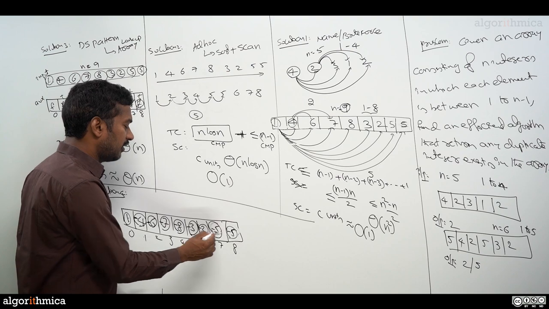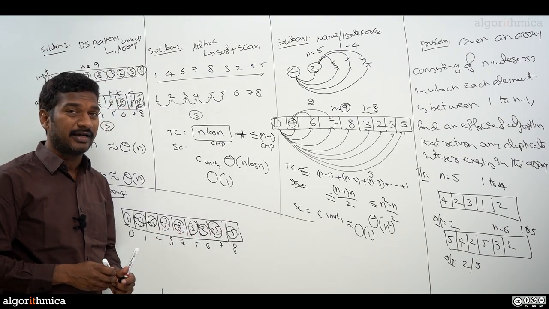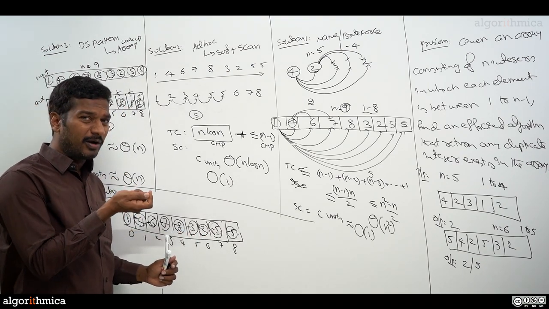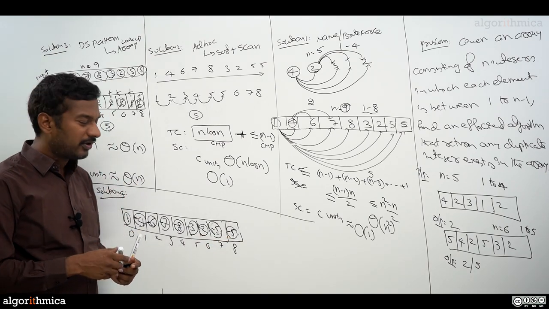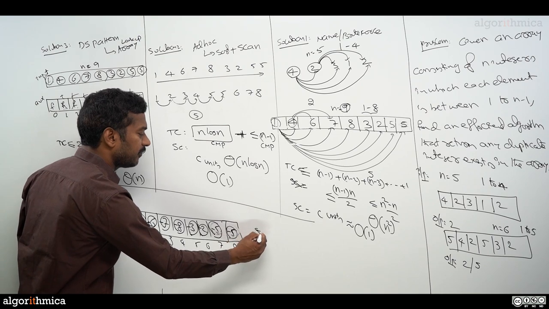Now go to this vertical 5 index, but the value is already negative. That means we have seen 5 already once. Now we are seeing it the second time, that's why it's a duplicate here. Now return 5 as a duplicate.